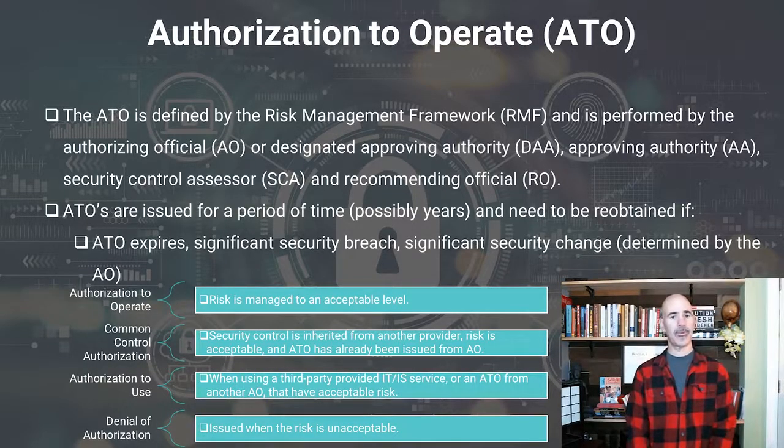So next, let's talk about the authorization to operate, or the ATO. This is defined by the risk management framework, and it's performed by an authorizing official or designated approving authority, an approving authority, a security control assessor, and a recommending official.